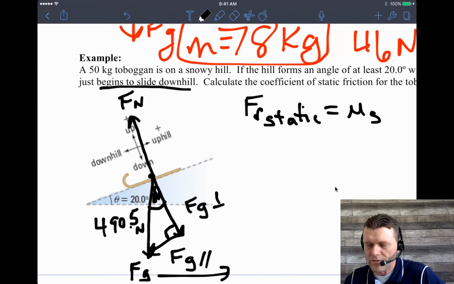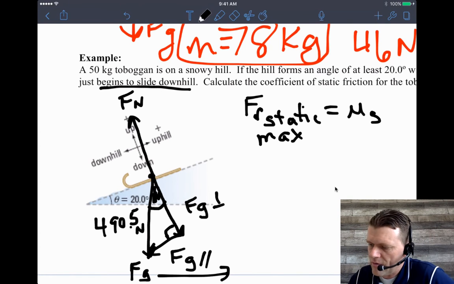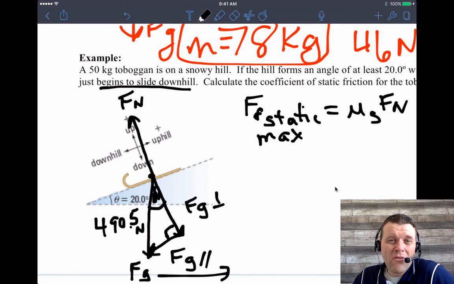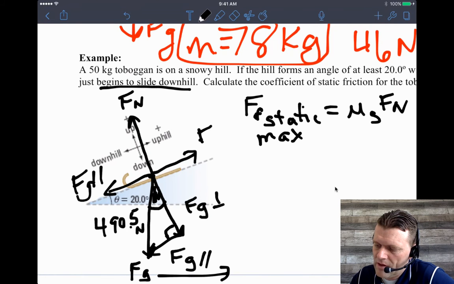Remember that vocabulary from before. If it just begins to slide, it means you just reach the maximum static. And so for maximum static, some students even put the word max under here, but that's a lot of subscripts. The force of friction static maximum will equal the coefficient times the normal force. Effectively, we never have a formula for the normal force, but we know that it's going to be equal and opposite of the force of gravity perpendicular, which we already calculated. And the other thing is that the force of gravity parallel downhill is going to be equal and opposite the force of friction static uphill.